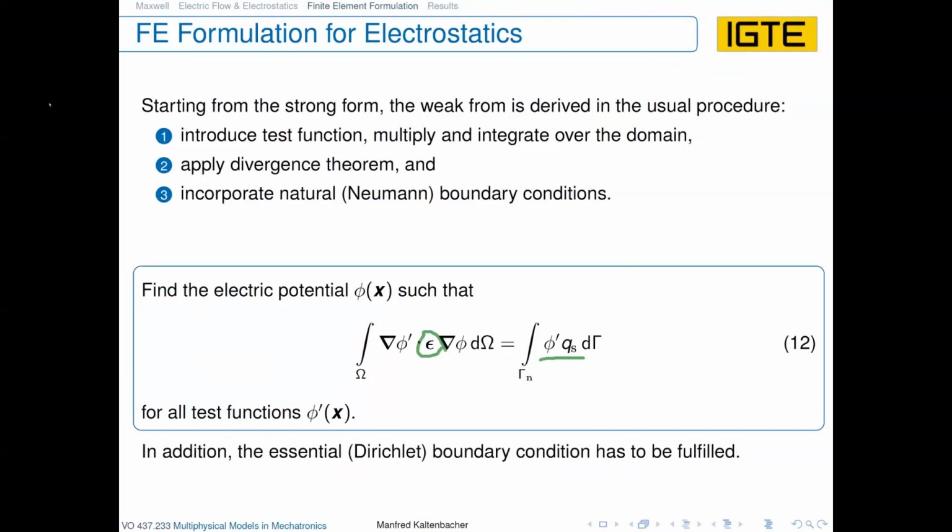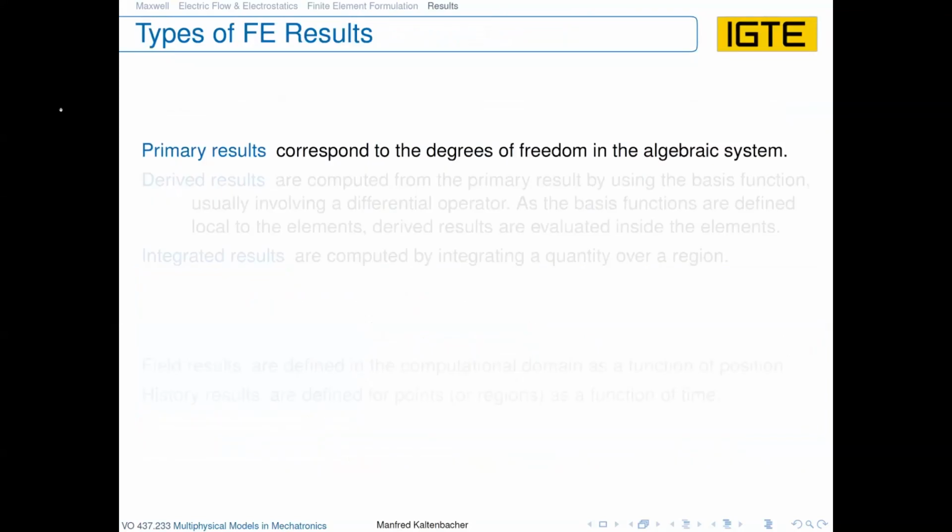Now we have our weak formulation, and as we already discussed in the first and second lecture of this course on the finite element method, we introduce the approximations of the physical quantity phi as well as the test function, and then come up with the system of algebraic equations for the electric scalar potential phi. The primary result we obtain when we solve the algebraic system of equations, and the primary unknown, is the electric scalar potential.